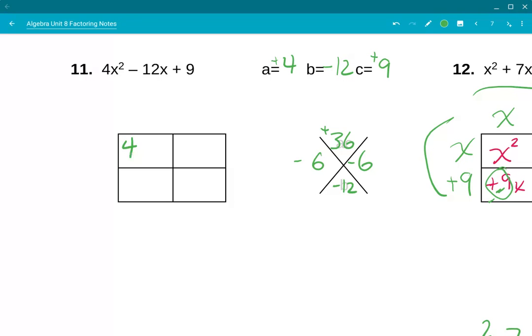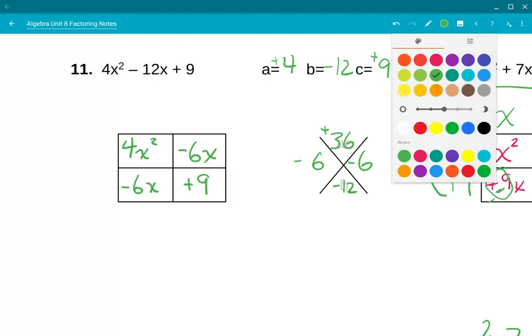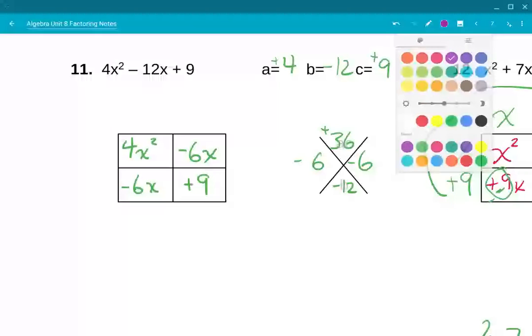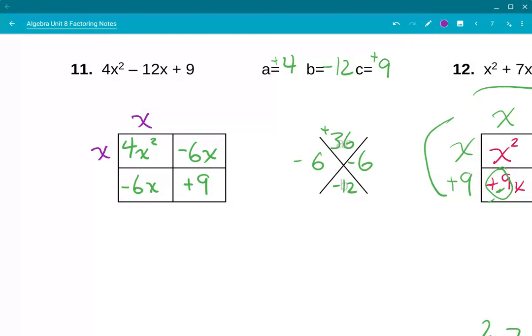So now we'll just write our pieces in here. We've got a negative 6x here and a negative 6x there, and then plus 9. So now we need to go back, and now we know that an x goes here and an x goes there. An x will always go there, whether or not your a is 1. But now we need to find the GCF of each row and column. So let's find the GCF of this row. What number is common to both of those? What factor is common to both of those? I'm going to say it's 2.